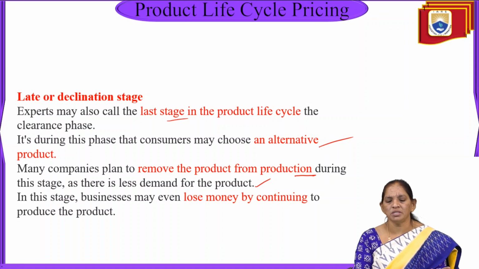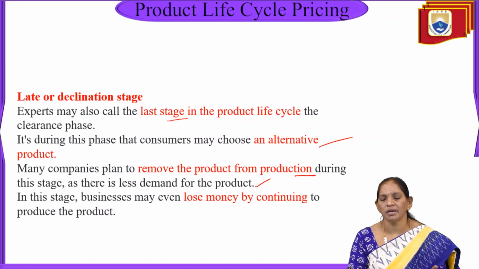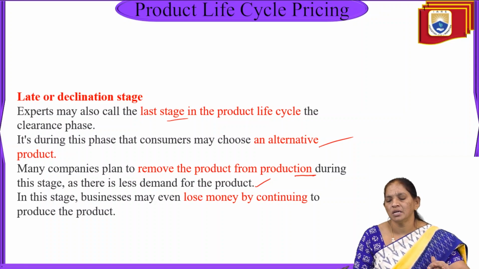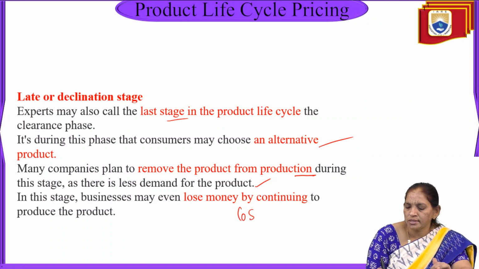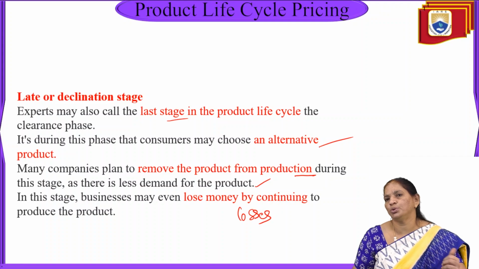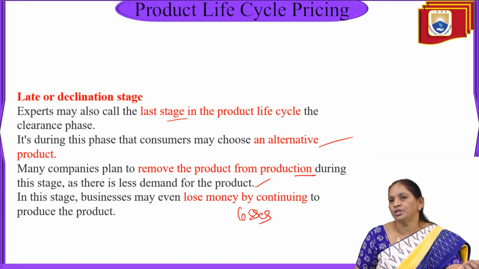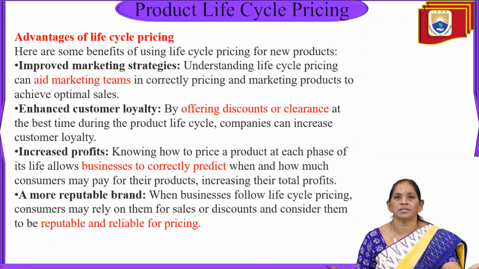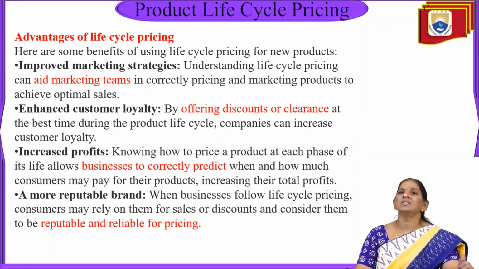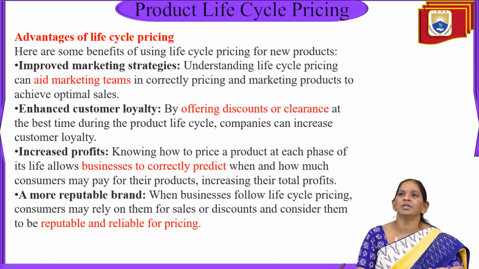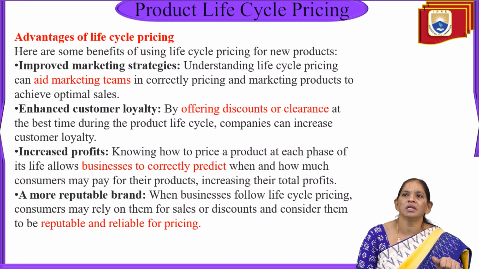So in this stage, a business may even lose money if it continues to produce the same type of goods. It means it goes into losses. The same in the declination stage also: when you produce the same quantity of goods, automatically the company goes into losses. So these are the phases of the product life cycle, and with this product life cycle we have some advantages.